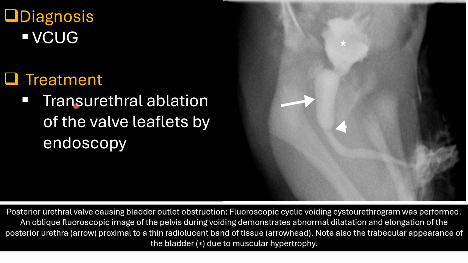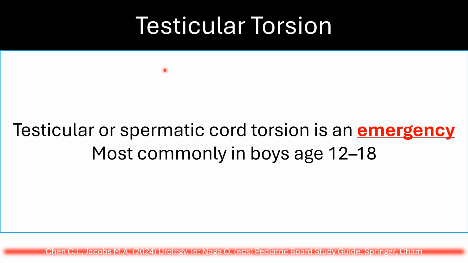And the treatment is transurethral ablation. Treatment is surgical transurethral ablation of the valve leaflets by endoscopy. Testicular torsion. Testicular torsion is a surgical emergency.